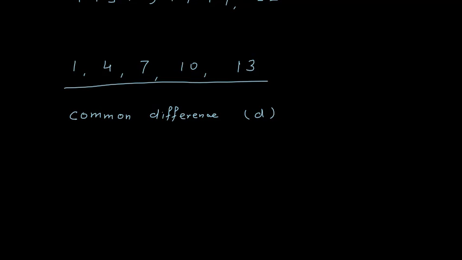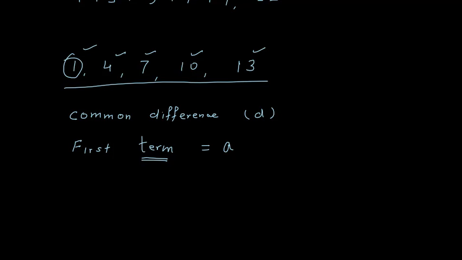Then we have the first term. What do you mean by term? Each number which you are seeing here is called a term or element of the arithmetic progression. First term means what is at the first position. It doesn't mean 1, it is the number which is at the first position, that is called the first term. And this first term we denote with the symbol A.